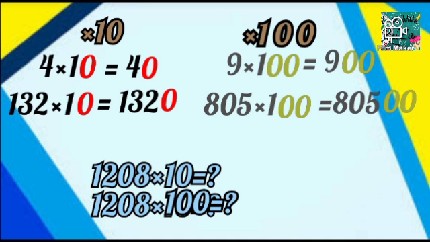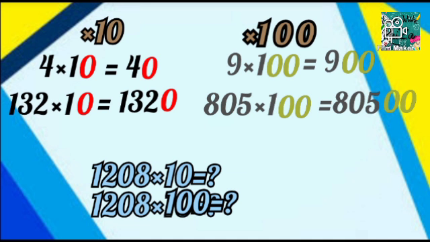132 by 10. 132 is a 3-digit number. Never mind. Write 132. Since you are multiplying by 10, 10 is 1 0. So add that 0. Likewise students, when you are multiplying by 100, 9 by 100 for example, write 9 and add the 2 zeros because it's multiplied by 100. Then 805. 805 is a 3-digit number. Write it there in the answer place and multiply by 100. 100 contains 2 zeros. So add the 2 zeros at the end of the answer.